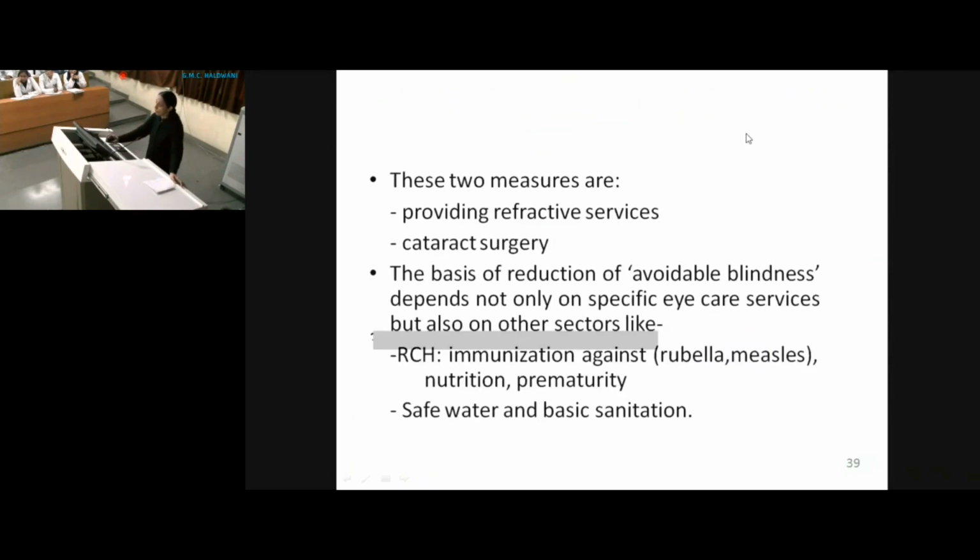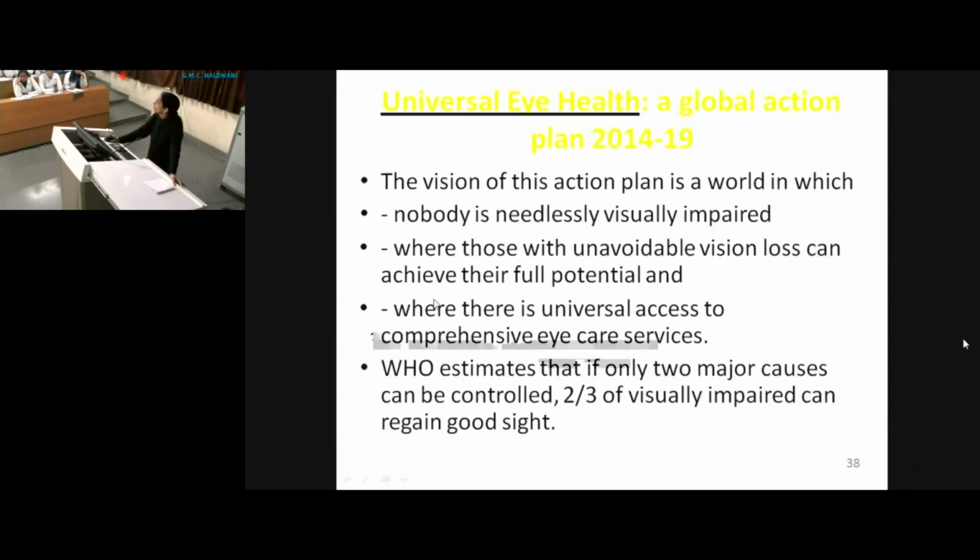These 2 measures are, if you provide refractive error services, what are we doing there? Free checkup and providing free spectacles to the needy. Then cataract operations, the number we had told you, earlier it was 16 lakh, now it is about 63 lakh. So by providing cataract surgery and refractive services, we can reduce 2/3 of visual impairment.